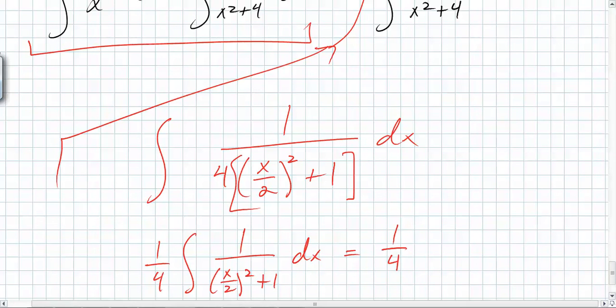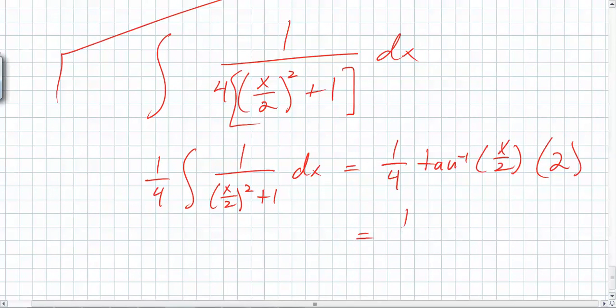What's that going to be? That's 1/4 times inverse tan of what? x over 2, but then what do you have to put on the outside? Times 2 to take care of the chain rule again, right? You're going to kick out a 1/2. So what do you end up with? 1/2 arctan of x over 2.